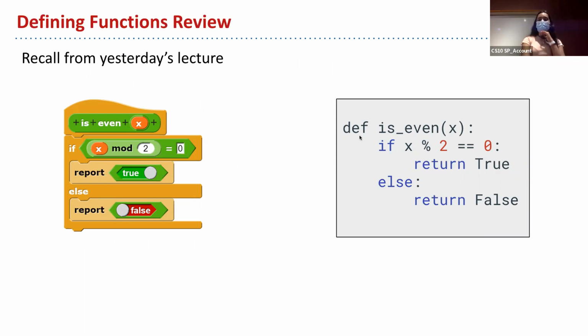So this is how you define functions in Python. And again, functions are kind of analogous to blocks in Snap. So if we're defining an is even block in Snap, it would look something like this. If we want to define it in Python, we're going to have def and then the name of the function that we're defining and then whatever inputs there are, and then a colon, and then the definition is going to be indented inside. Does this make sense?